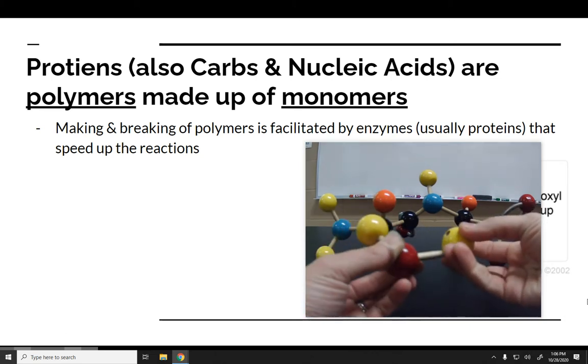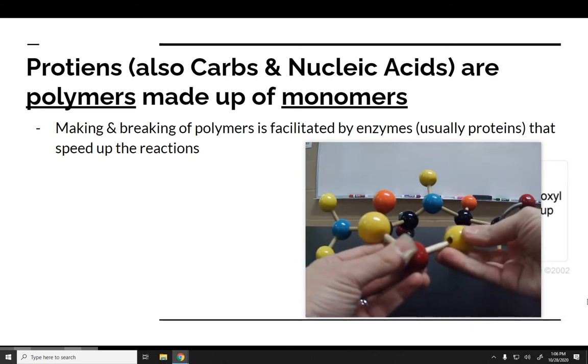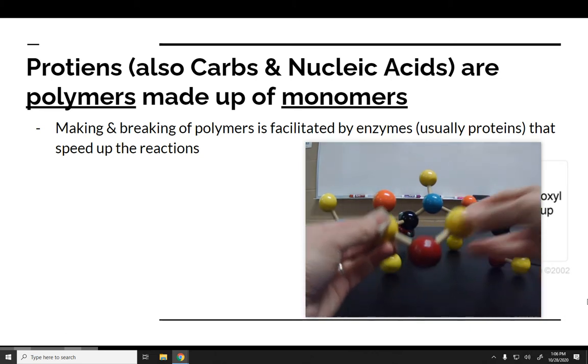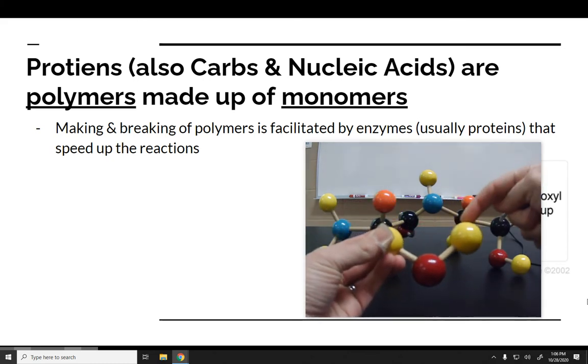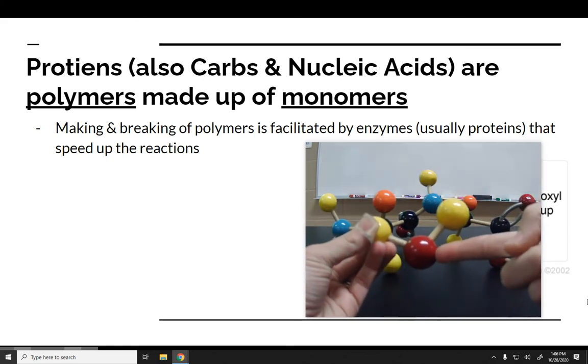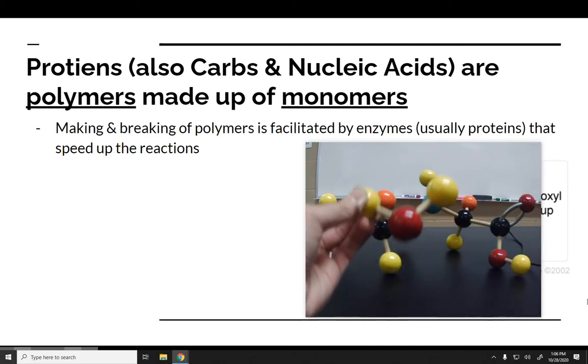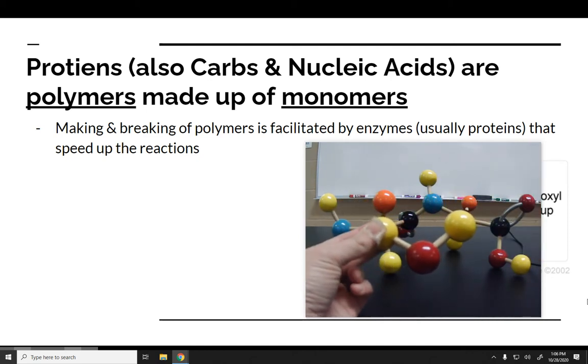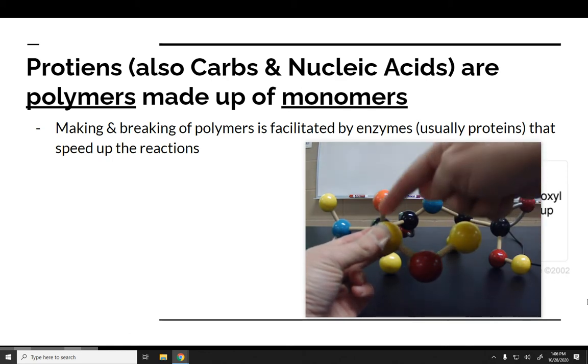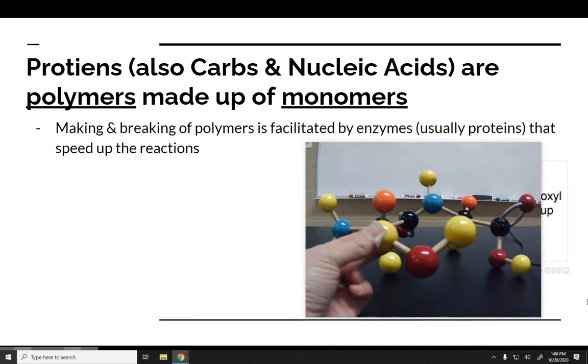The other part I want you to notice: these are the pieces that I removed. And if I attach that on there, these are hydrogens, and this one's an oxygen. What do we get when we attach those? What do we have left over here? This is a molecule of water, right? You've got H2O. So this process of joining monomers together, joining these amino acids together, is referred to as dehydration synthesis.